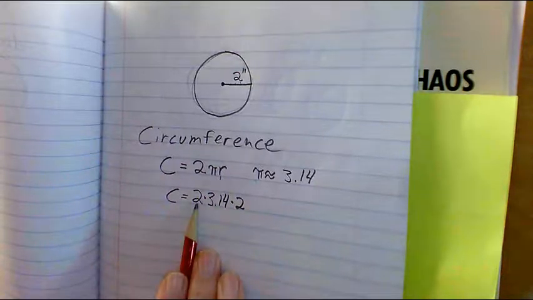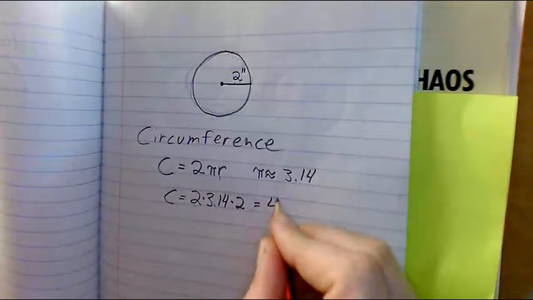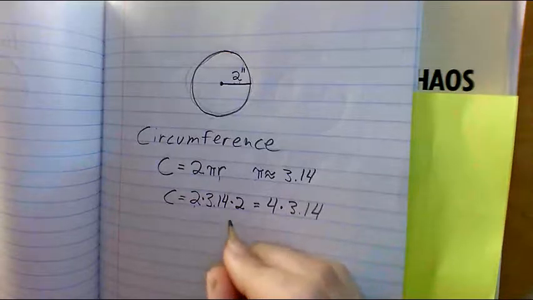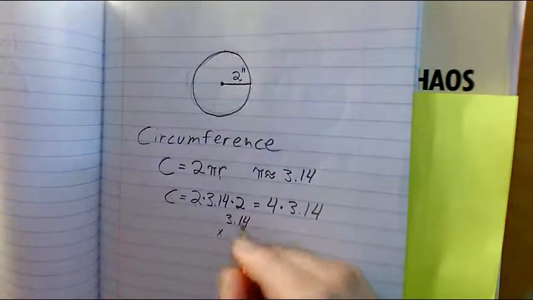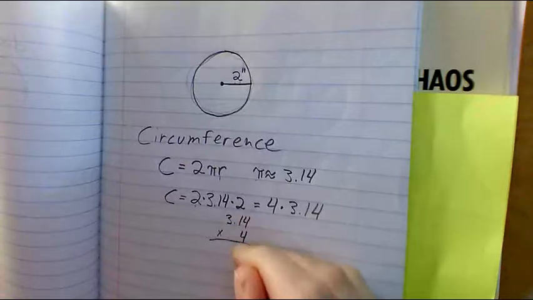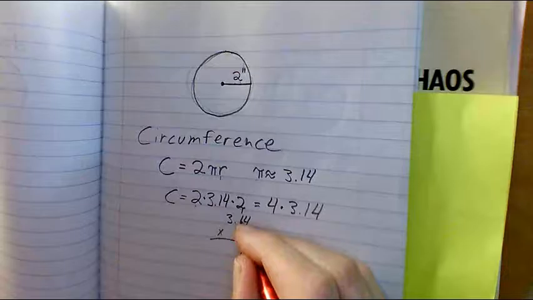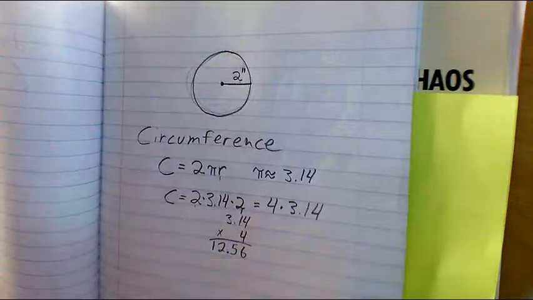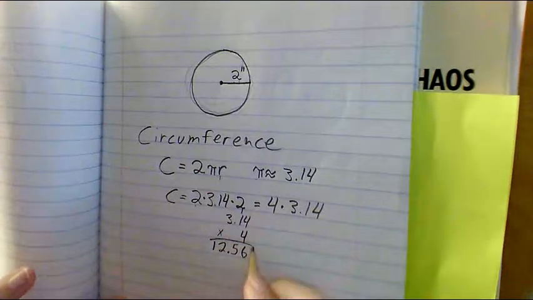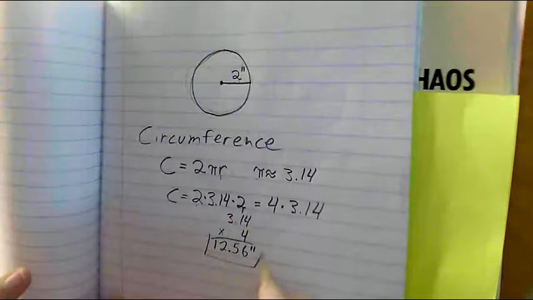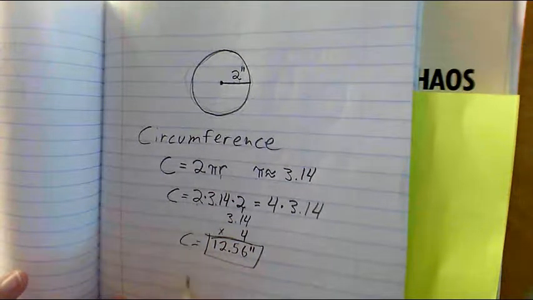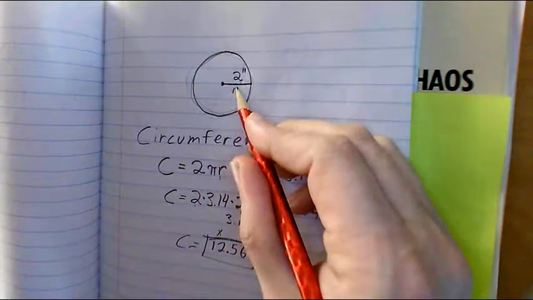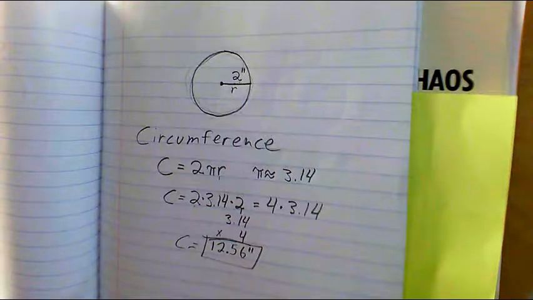Now I know 2 times 2 is 4. So I've got 4 times 3.14. And I can multiply this out here. 3.14 times 4. 4 times 4 is 16. 4 times 1 is 4, plus 1 is 5. 4 times 3 is 12. So my final answer here would be 12.56 inches. That would be the circumference. So that's the circumference if you're using the radius. So again, this is the radius. Radius is half the width.